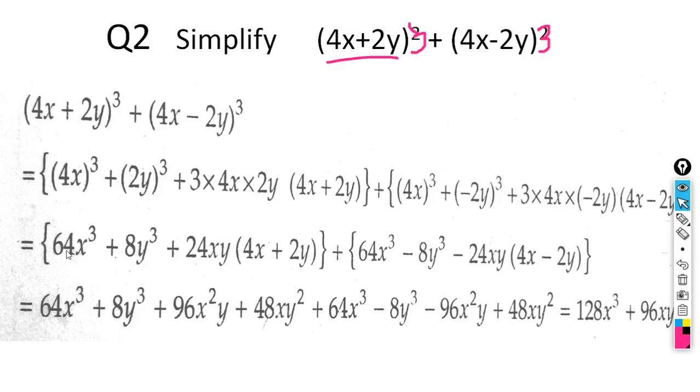And by expansion of that, we get 64x³ + 8y³ + 24xy(4x+2y). By expansion of this, you will get this term. Since we have to add them, by performing addition a few of those terms will be cancelled out. 8y³ cancels with the 8y³, 96x²y will be cancelled out, and finally we are left with four terms here. 48xy² and 48xy² will be added, 64x³ added, we get 128x³ + 96xy². This is the required result.